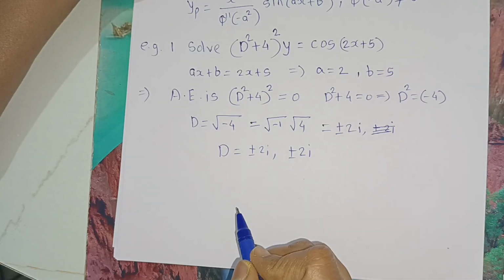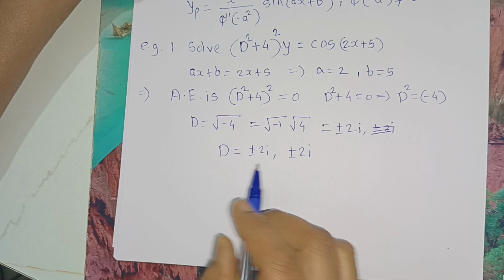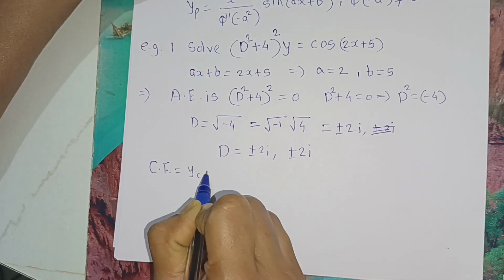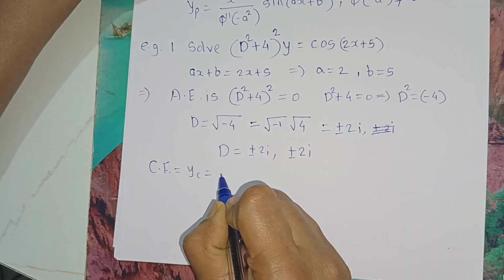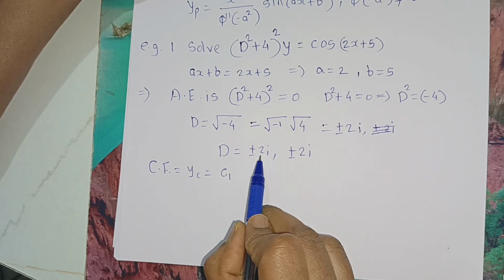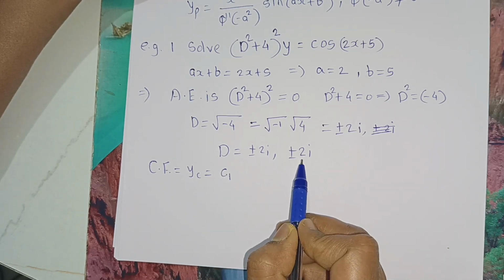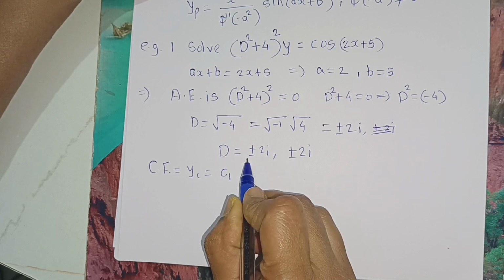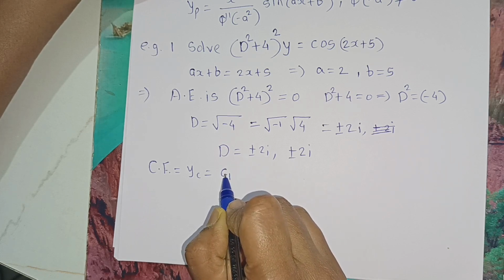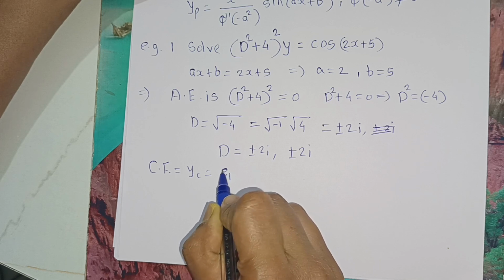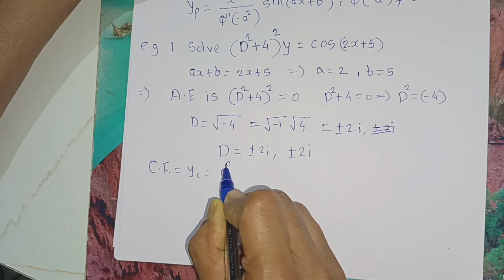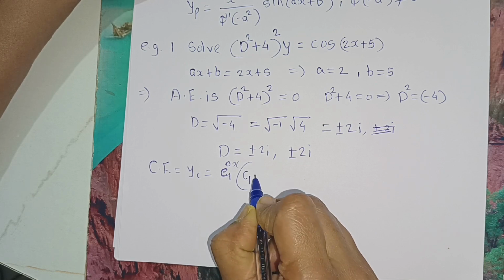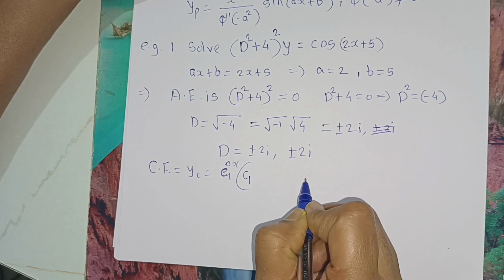So the roots are imaginary and repeated. So the complementary function yc in this case is equal to, you have an imaginary pair repeated, and the real part is 0. So what is your yc in general? It is e raised to real part into x into bracket c1 cos of 2x plus c2 sin of 2x.